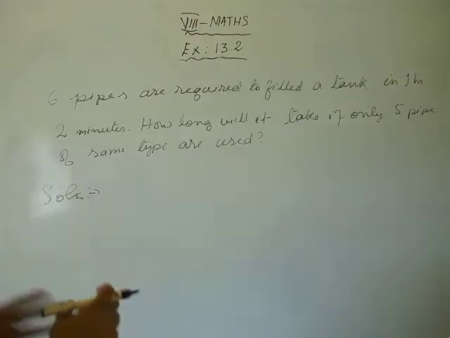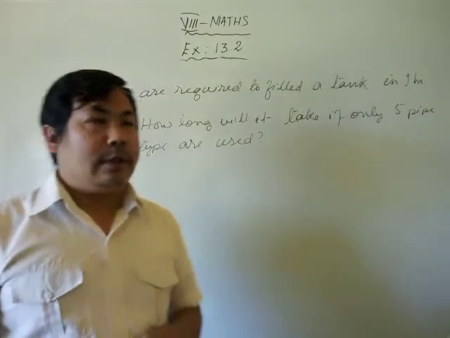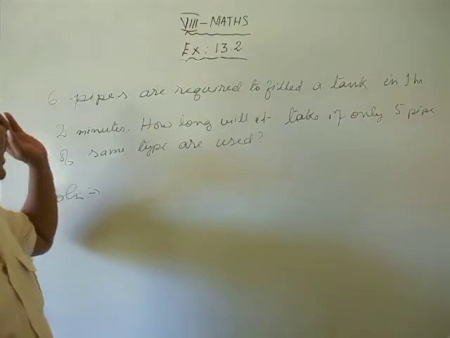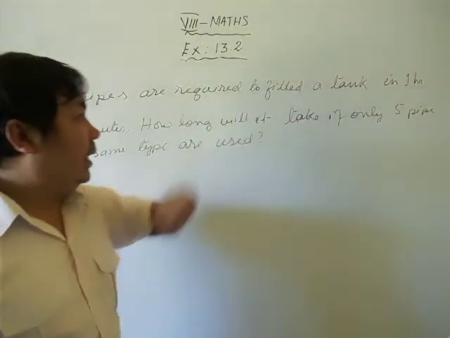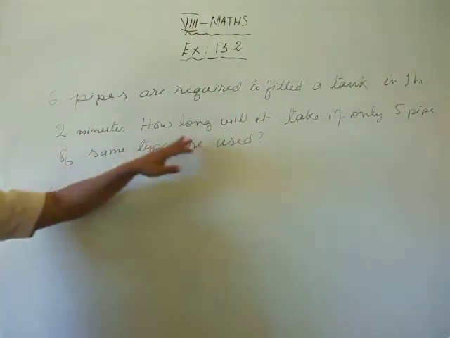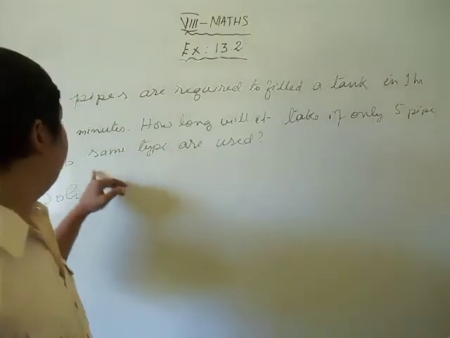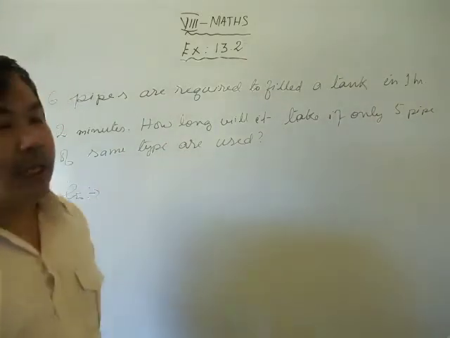Here we discuss some examples of inverse proportion. Here is one question: 6 pipes are required to fill a tank in 1 hour 20 minutes. How long will it take if only 5 pipes of the same type are used?